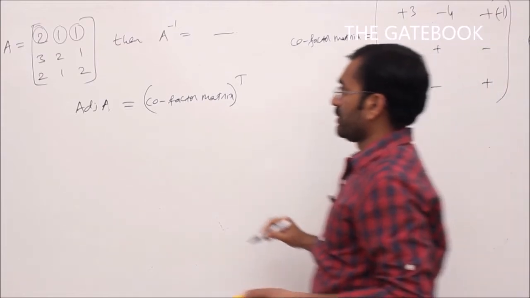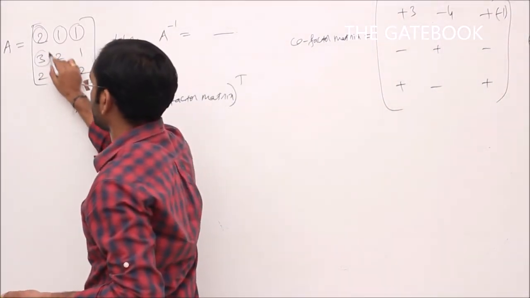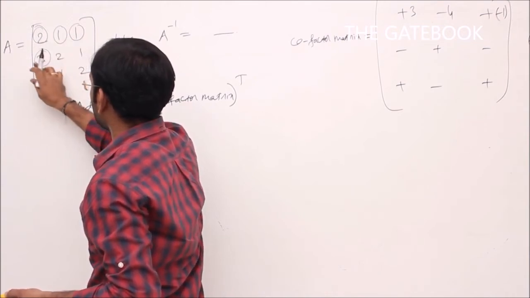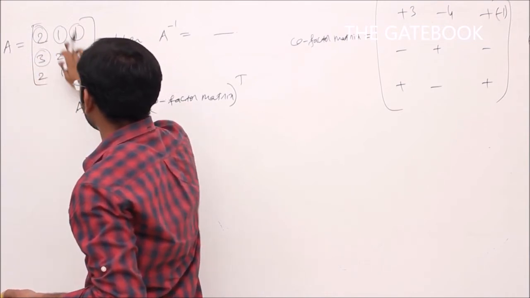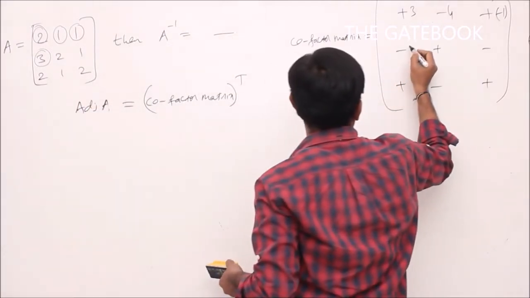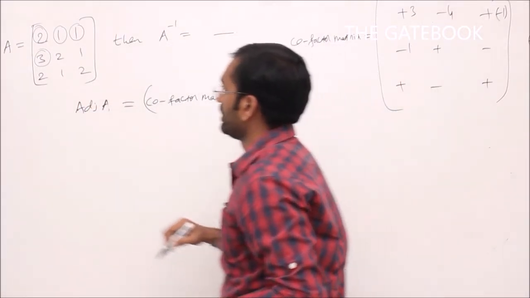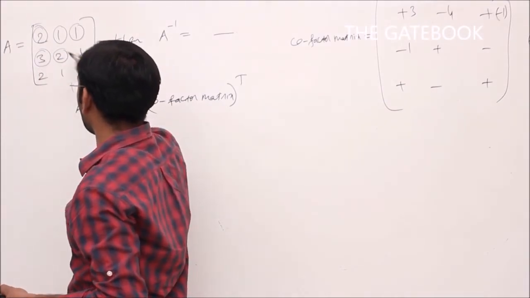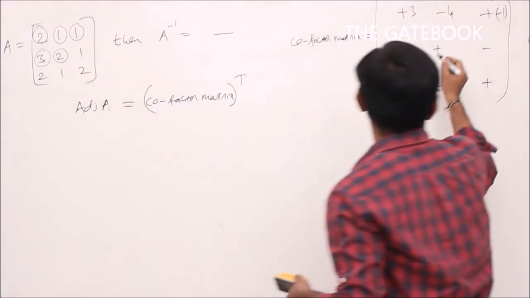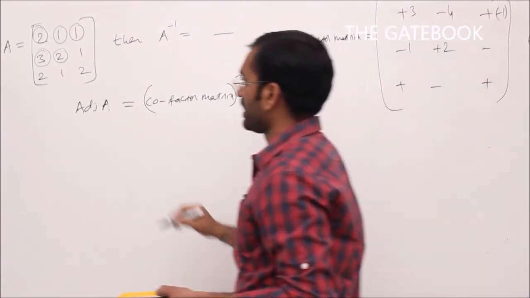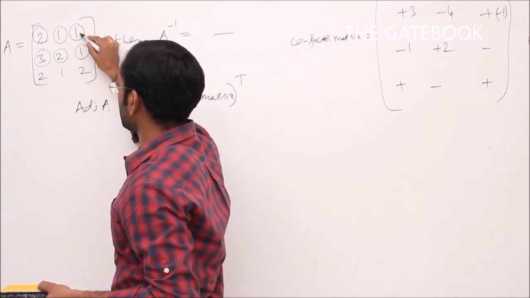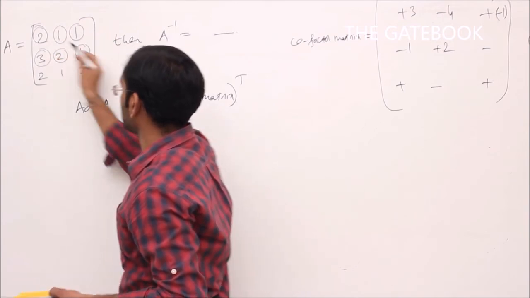Next, the minor of this element 3, eliminating second row, first column, we will get 2 minus 1, 2 2, minus 1 1, sorry. Next, the minor of this element, eliminating second row and second column, we will get 4 minus 2 2. Next, the minor of this element, eliminating second row and third column, we will get 2 minus 2 0.